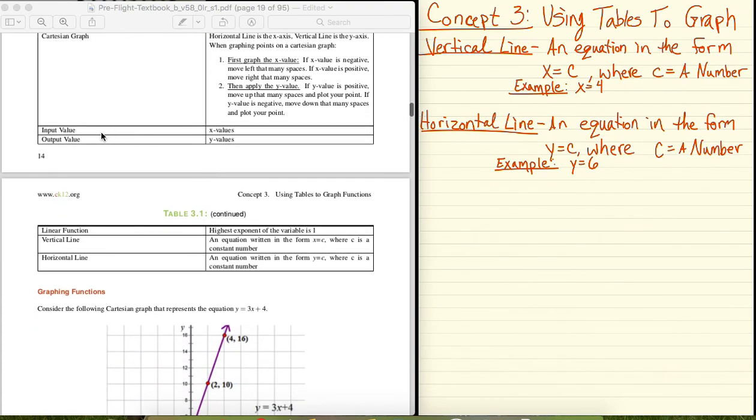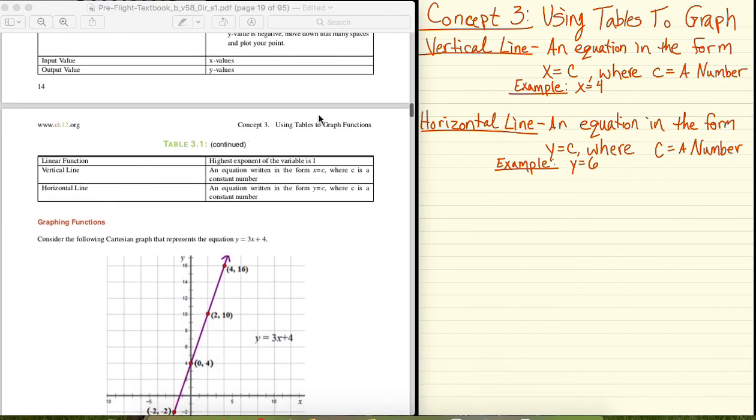I'm reminding you that your input values are your x values, your output values are the y values, they're the numbers you get back out. A linear function, just remember it's a line. The highest exponent of the variable is 1. Every x value has its own unique y value. We've gone over a couple of definitions of linear functions prior to today's lesson.